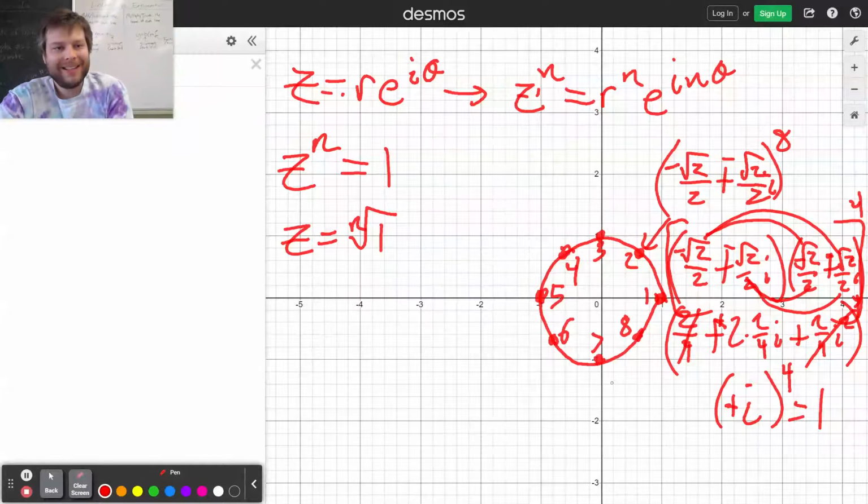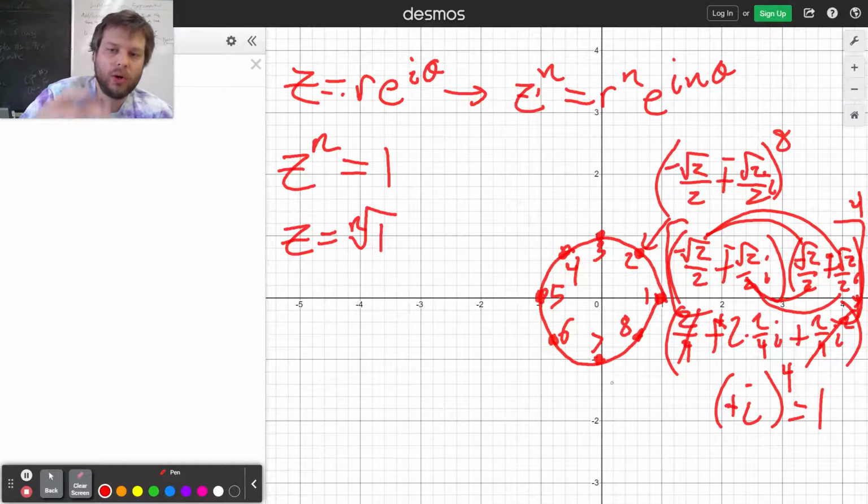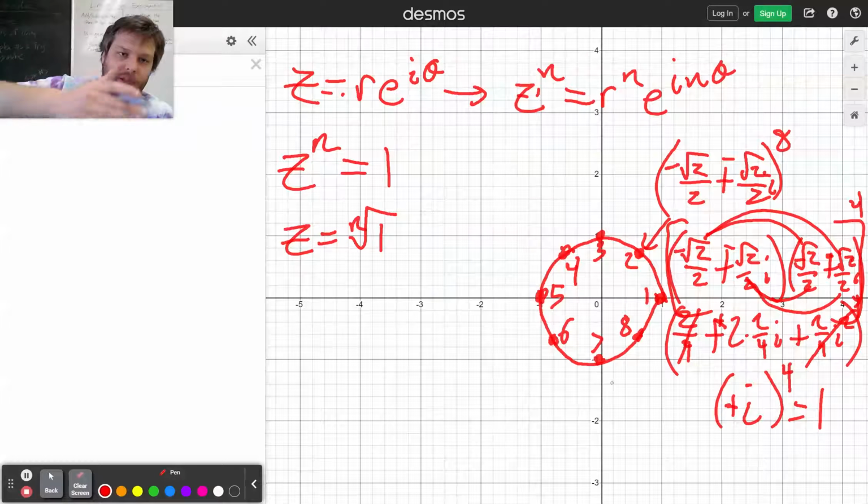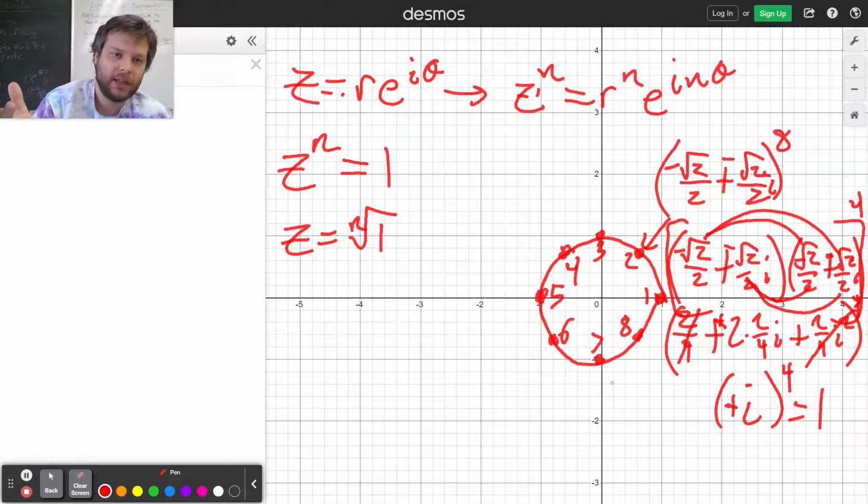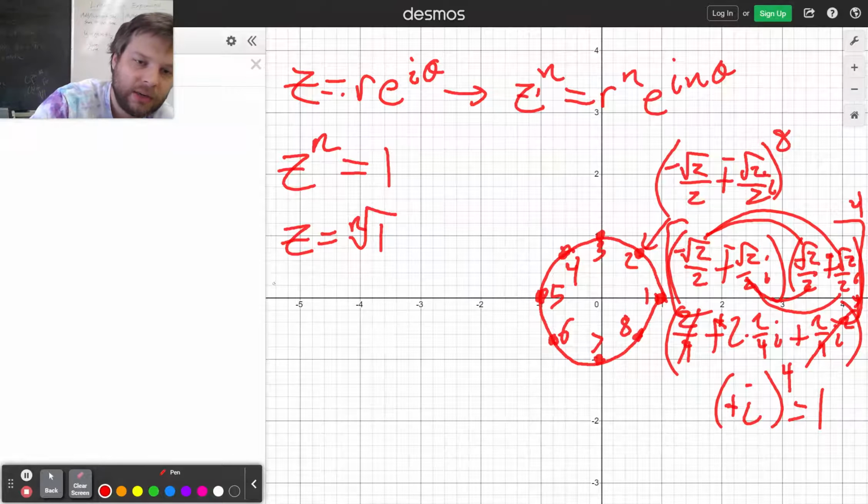So the point is that when you have the nth root of 1, your other roots are spaced evenly around the unit circle. And the entire rotation of the unit circle is a rotation of 2 pi. So the way you can find all of your roots is like this.